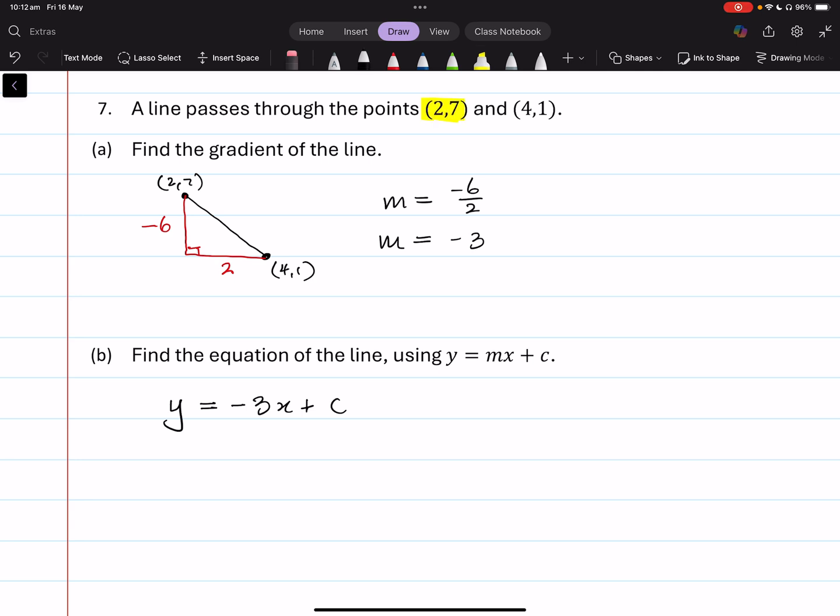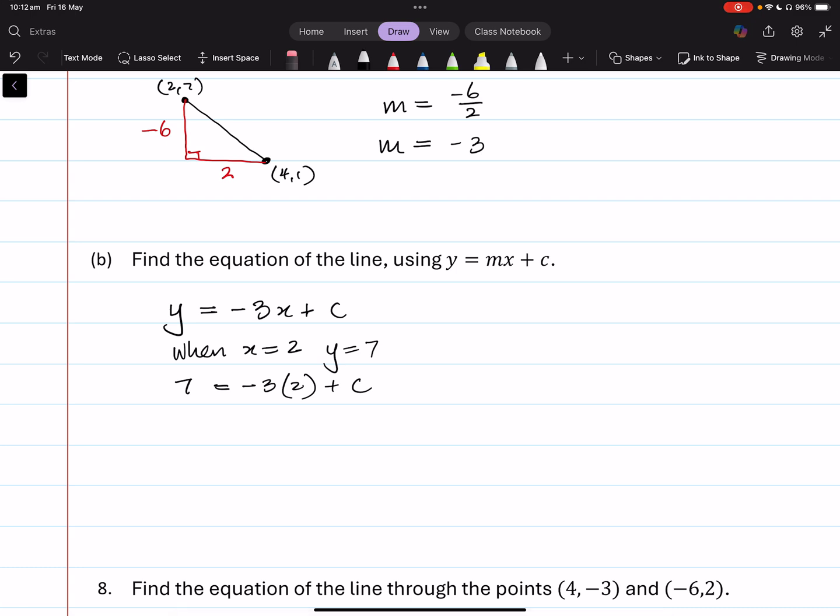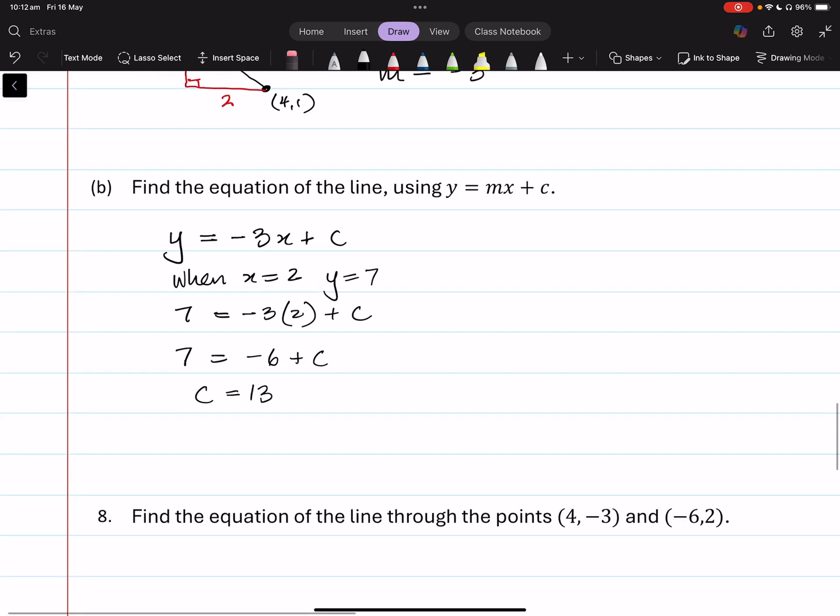So have a look, I've highlighted there the first point, 2, 7. That tells me that when x is equal to 2, y is 7. I might just write that down. So we know that when x equals 2, y equals 7. So let's substitute them in. We get 7, where the y is equal to -3 times the x value, which is 2, plus c. That's 7 is equal to -6 plus c, and so c comes out to be 13 when you add 6 over.